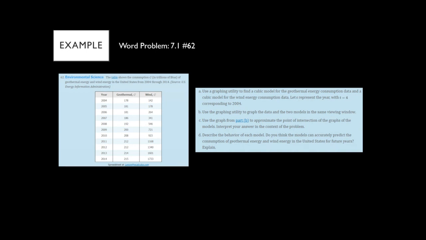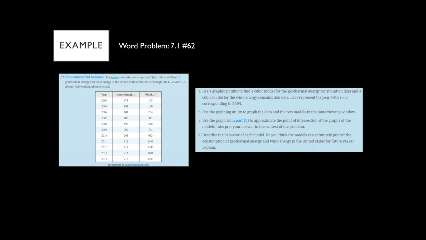Part A says to use a graphing utility to find a cubic model for the geothermal energy consumption data and a cubic model for the wind energy consumption data. So you're trying to find a cubic polynomial that fits that data. You can do this in Excel. Excel has an option for a trend line, and you can choose polynomial trend lines and tell it you want something that's cubic, or degree 3. So for part A, they want you to come up with those equations and then graph them.